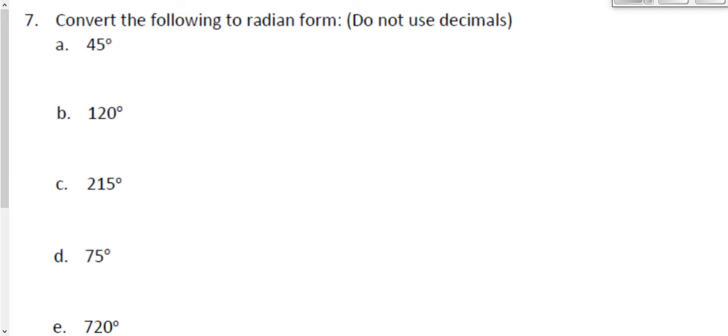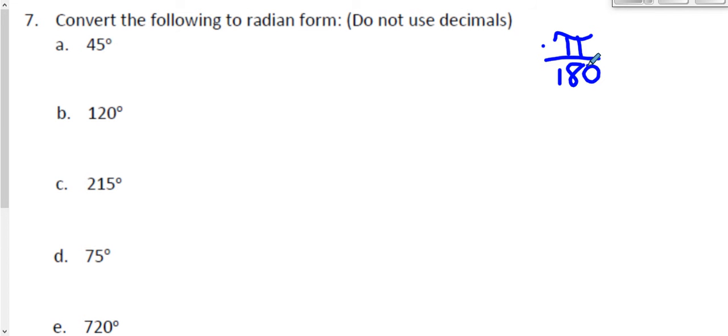To start, we're going to take this 45 degrees and create radian form. We're going to do that by multiplying by one fraction, and the fraction we're going to use is pi over 180. We use the same fraction when we convert from radians to degrees, except we flip it upside down so the degrees are on top. But since we're making radians, we put the pi on top, because pi represents our radians.